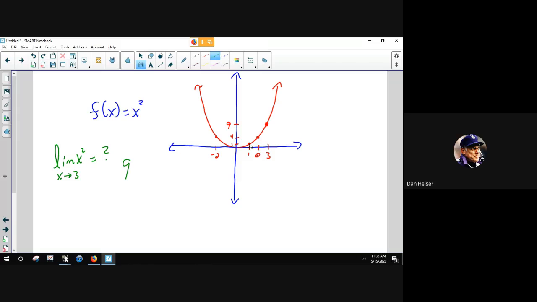As I go from 1 to 2, x equals 1 is 1, x equals 1.1, 1.1 squared is 1.21. 1.5 squared is 2.25, and so on. As I approach 2, these values approach 4. As I approach 2 from this way, the y values are falling, and they're approaching 4 as well.